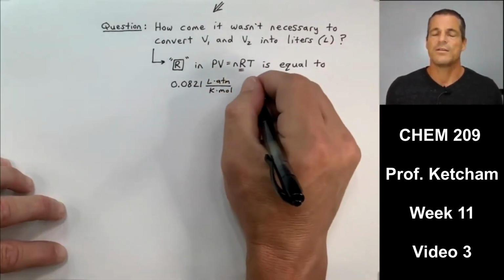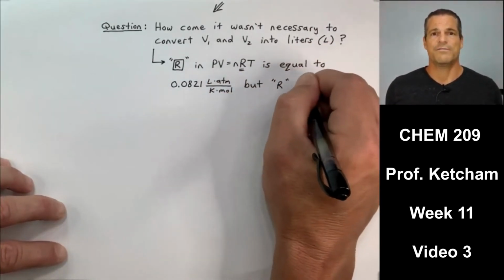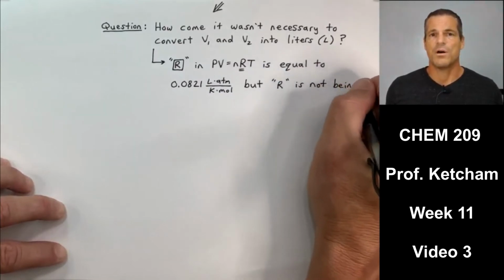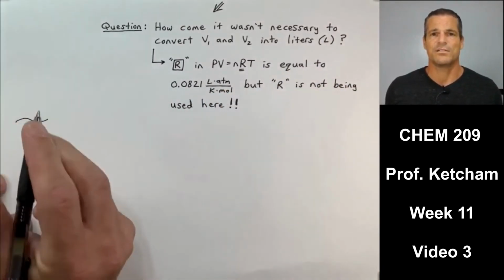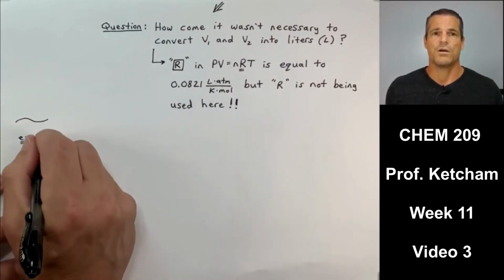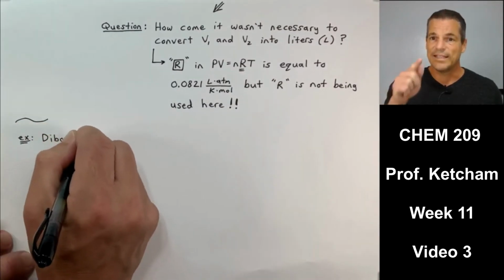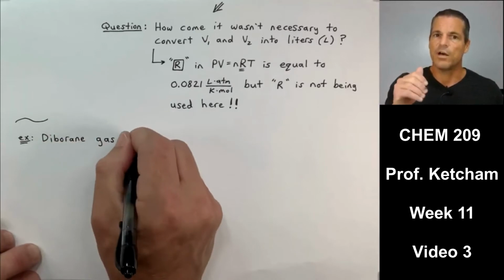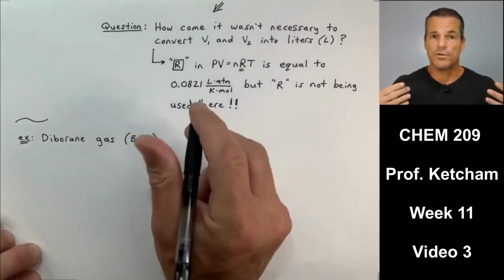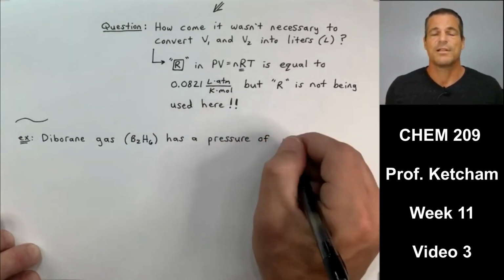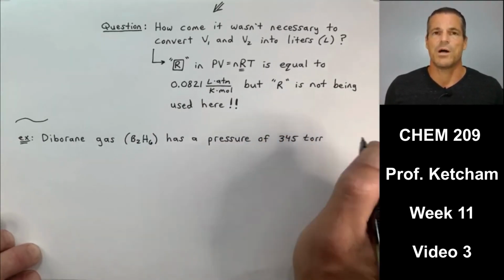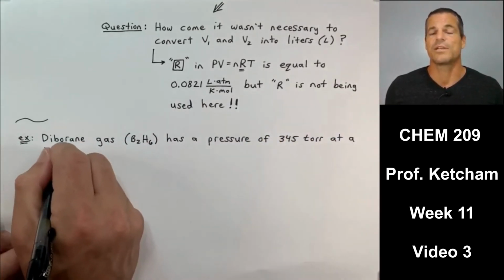Why is that? Well, there was no R involved. R, capital R, the universal gas constant, is only in PV equals nRT. And look at the units for R, 0.0821 liter atmosphere per Kelvin per mole. So whenever you're using PV equals nRT, you have to be specific about your units. That's why I didn't need to in the last problem. It was Charles' law, not the ideal gas law.